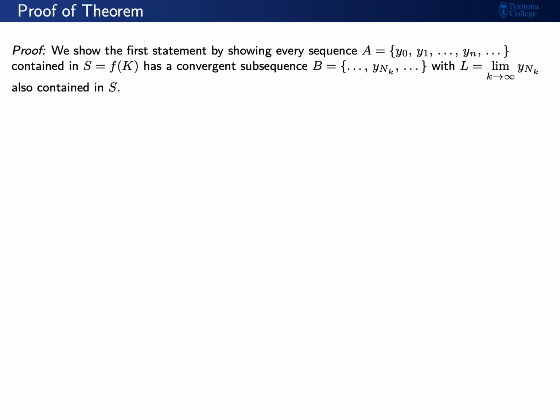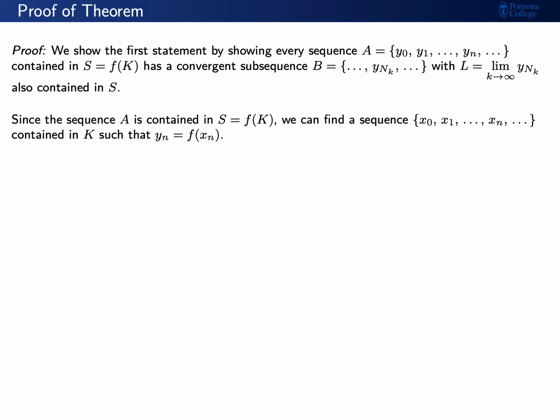Let's explain the proof of this theorem. We're going to show the first statement by showing that every sequence contained in our image S has a convergent subsequence whose limit is also contained in S. This was one of our criteria for showing that a set K is compact. Since our sequence capital A is contained in our image S, we can find a sequence x sub n contained in K where our y sub n in capital A is equal to f of x sub n.